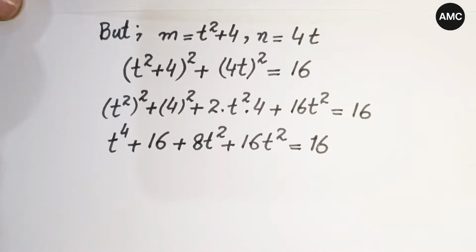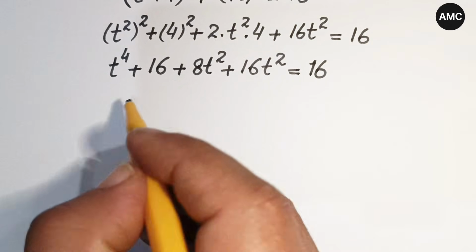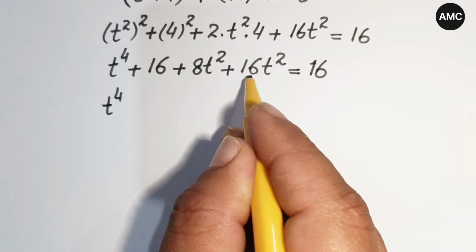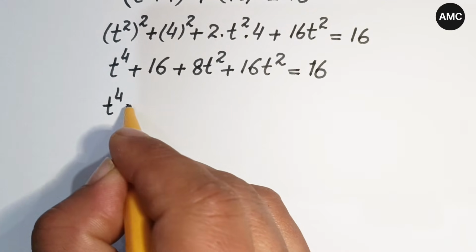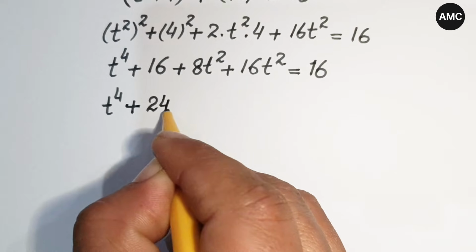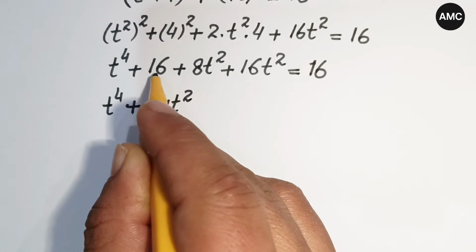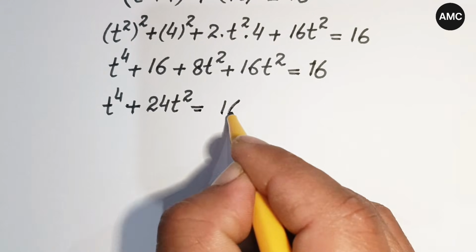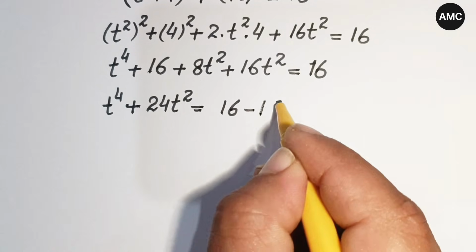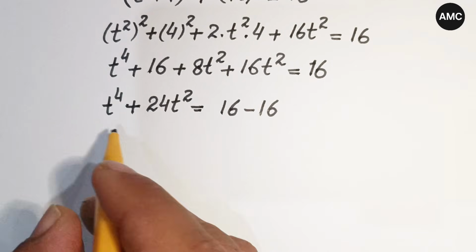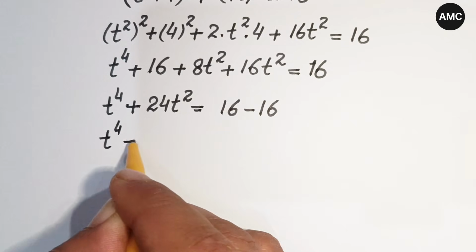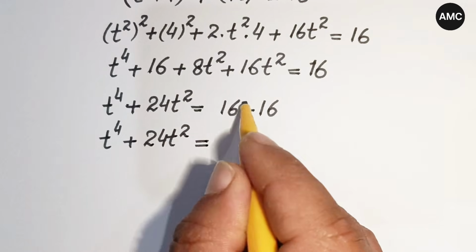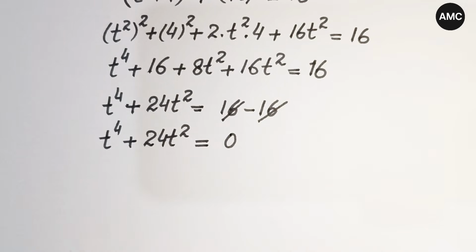Now our next step will be: here t to the power 4 and 8t squared plus 16t squared is 24t squared, and here we have plus 16. Shifting this plus 16 to our right hand side, we get minus 16. Now t to the power 4 plus 24t squared is equal to 16 minus 16, which cancels out, so we get 0.